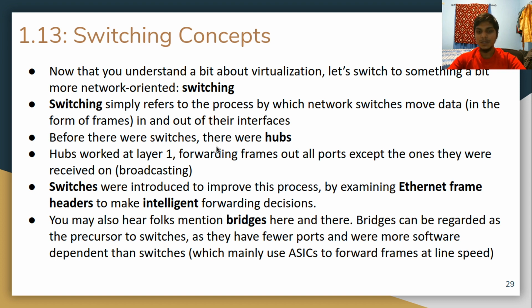Now before there were switches, there were hubs. Hubs worked at layer 1, forwarding frames out all ports except the ones they were received on. So they basically broadcast every frame they got back out every single port except the port that the frame was received on. Switches were introduced after hubs to improve this process by examining Ethernet frame headers to make more intelligent forwarding decisions. Hubs didn't examine anything, right? Hubs just took in a frame and blasted it out every single other port that it had. So switches were introduced to bring more intelligence to this process.